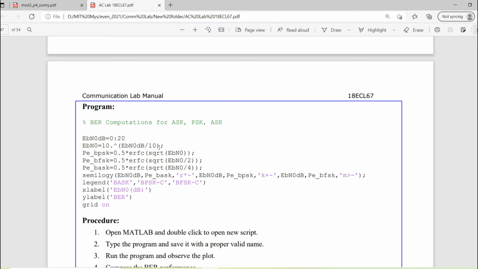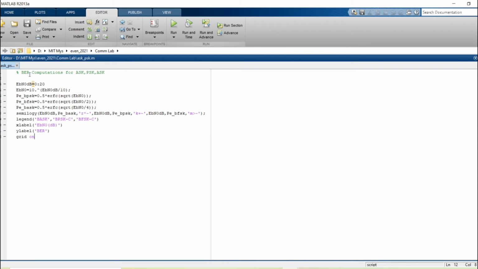This is the code. So let us directly go into MATLAB and analyze what this code is all about. As you can see, this is code for BER computations for ASK, PSK and FSK. This should have been FSK, okay.